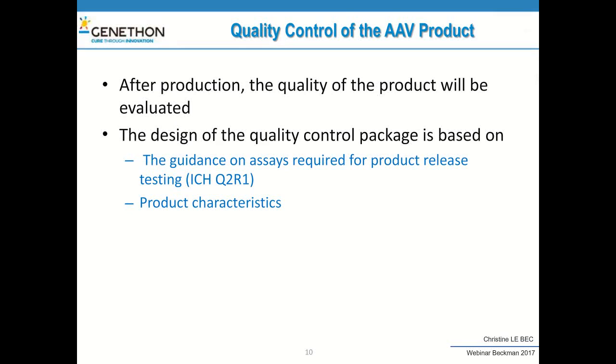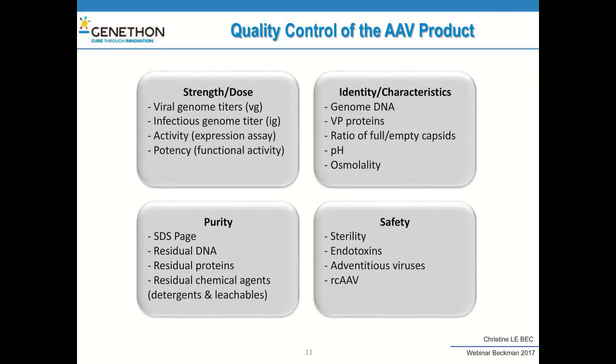After the production, the quality of the product will be evaluated, and the design of the quality control package is based on the guidance on assays required for product release testing and for the characterization of the product. The quality of the AAV product can be divided into three different groups. The first one is the strength and the dose: the viral genome titer, the VG titer, the infectious titer, the activity and the potency of your vectors.